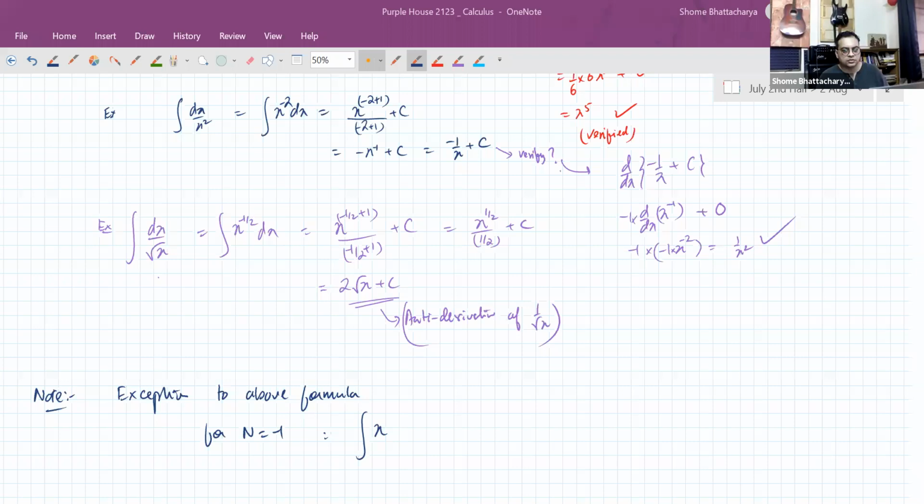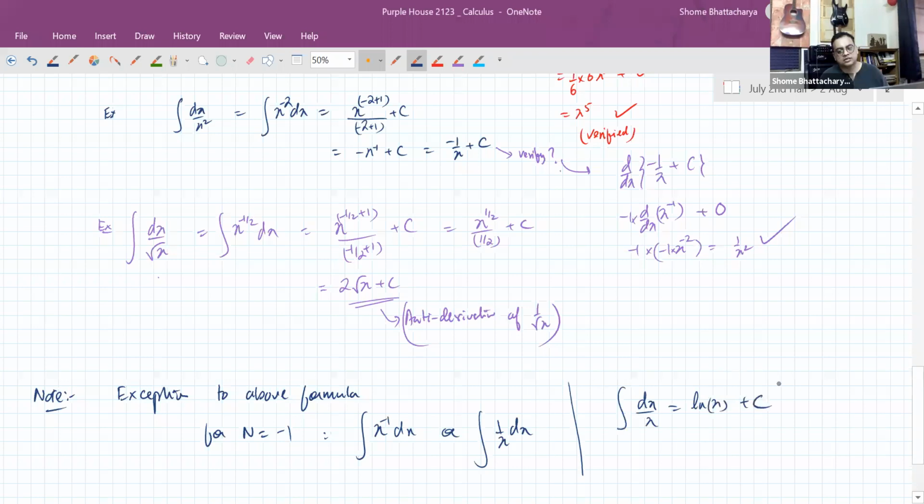The next thing we are looking at is the exception to the above formula of x to the power n. That is the case when n is equal to -1. The n equal to -1 case, the integral of x to the power -1, is the same thing as 1 by x. This is given by the formula natural log of x plus c.